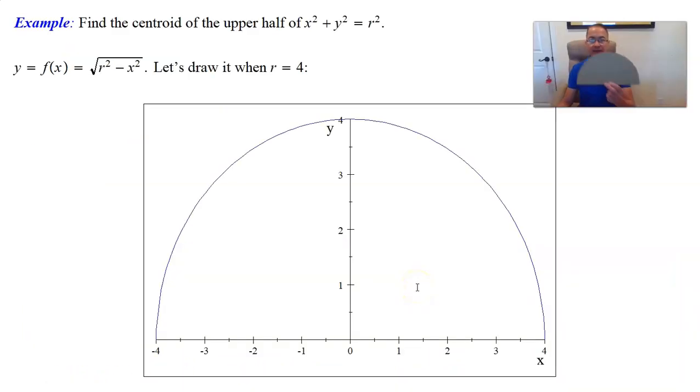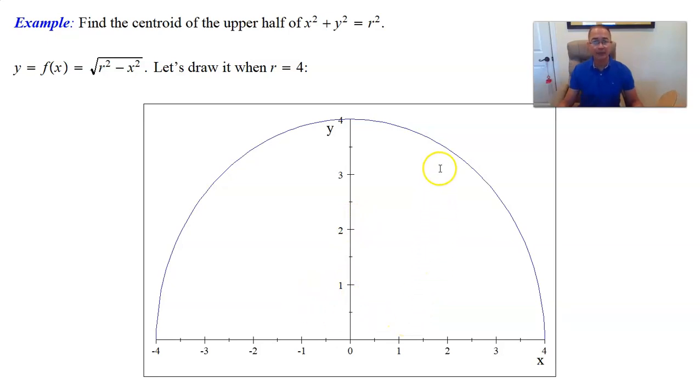All right, so we had the half disk, and we want to know where's the centroid of that half disk. We will represent it as the upper half of x squared plus y squared is r squared. Here r is 4. So solving for the upper half, our function is the square root of r squared minus x squared. By symmetry, the centroid should be somewhere along the y-axis. So therefore, we only need to find y bar. X bar is going to be 0.